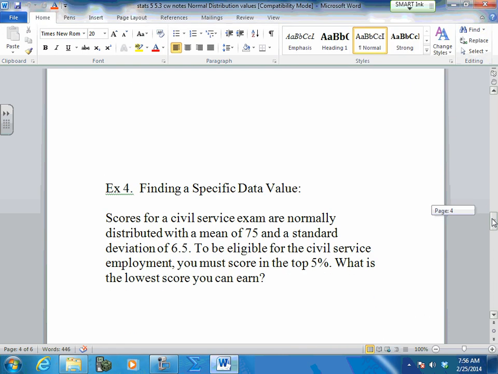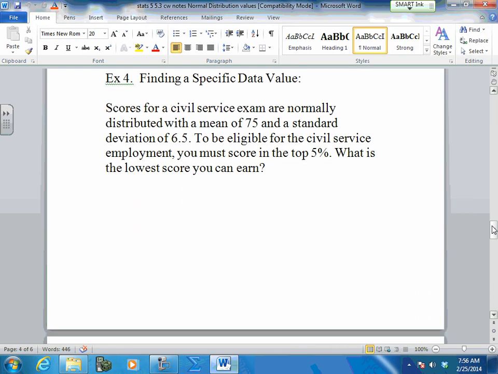Okay? All right. So let's look at our top scores. Scores for a civil service exam are normally distributed, we need to know this, with a mean of 75 and a standard deviation of 6.5. To be eligible for the civil service, any employment anywhere, they take all the results of this exam and they take the top 5% of the scorers. Because a lot of people take the civil service exam, so they've got to have a cutoff spot. So they say, give me the top 5%.